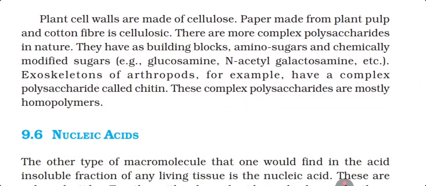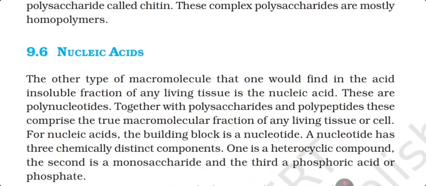There are more complex polysaccharides in nature. They have as building blocks amino sugars and chemically modified sugars, for example glucosamine, N-acetyl galactosamine, etc. Exoskeletons of arthropods, for example, have a complex polysaccharide called chitin. These complex polysaccharides are mostly homopolymers.